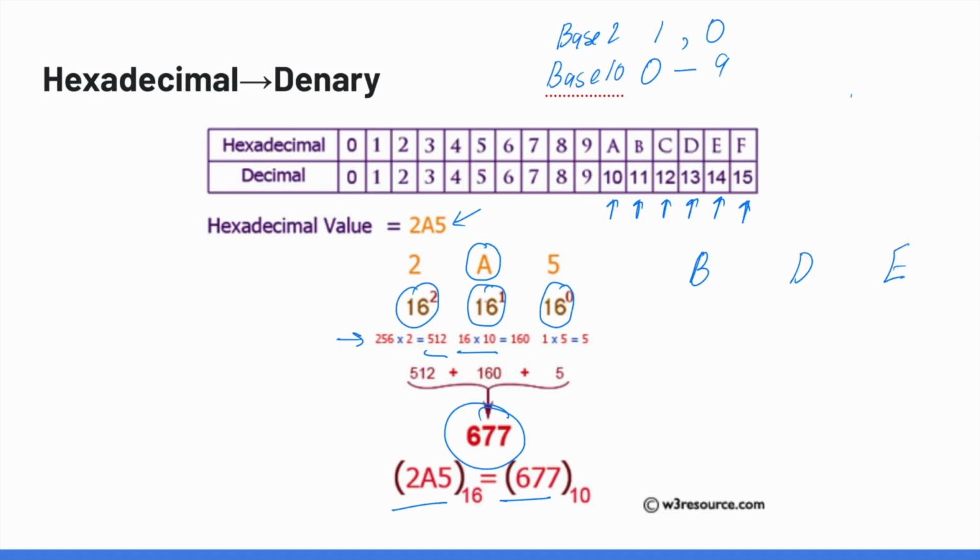Now B, remember, according to hexadecimal, is going to be worth 11, and this digit right here represents 16 to the power of 2. 16 to the power of 2, 16 to the power of 1, and 16 to the power of 0.